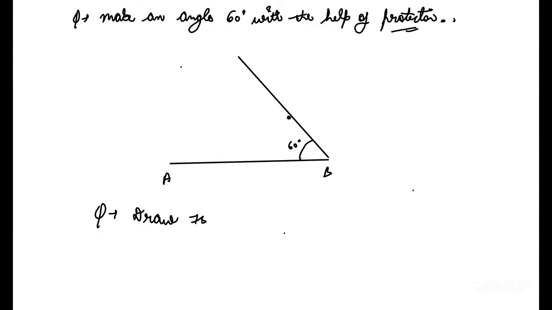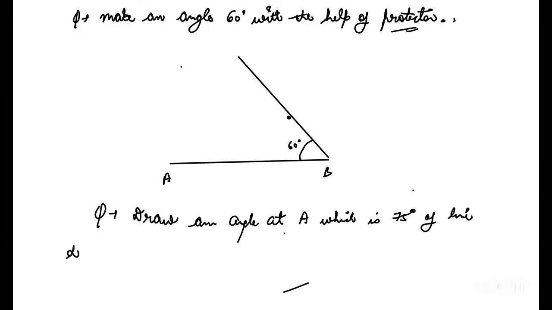Draw 75 degrees. So you have to draw the line segment AB, which is 9 centimeters, and at A you have to draw 75 degrees. Quickly draw it.